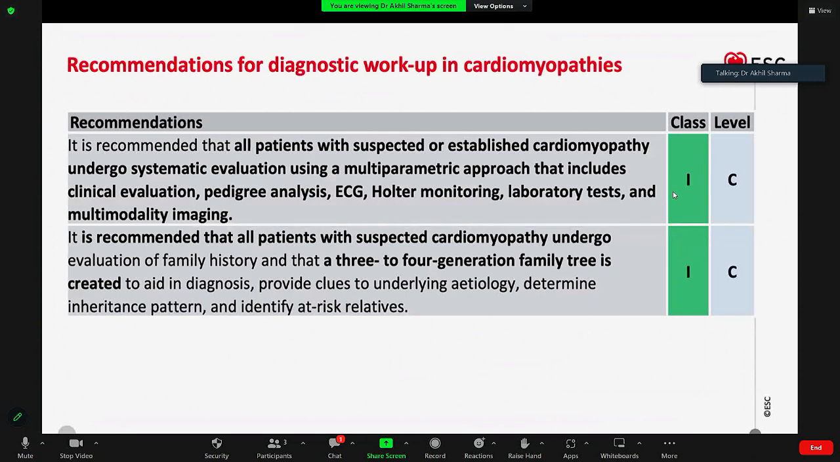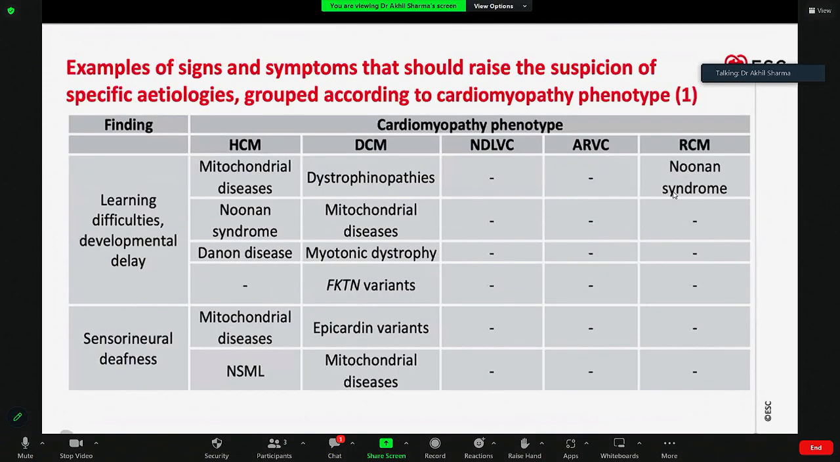Every patient who has suspected or established cardiomyopathy should undergo clinical evaluation, pedigree analysis, ECG, Holter monitoring, laboratory tests, and multimodality imaging. This is recommended as a class 1 recommendation, level C. And genetic analysis, or their family history and family tree, should be made. It's also recommended as a class 1, level C recommendation.